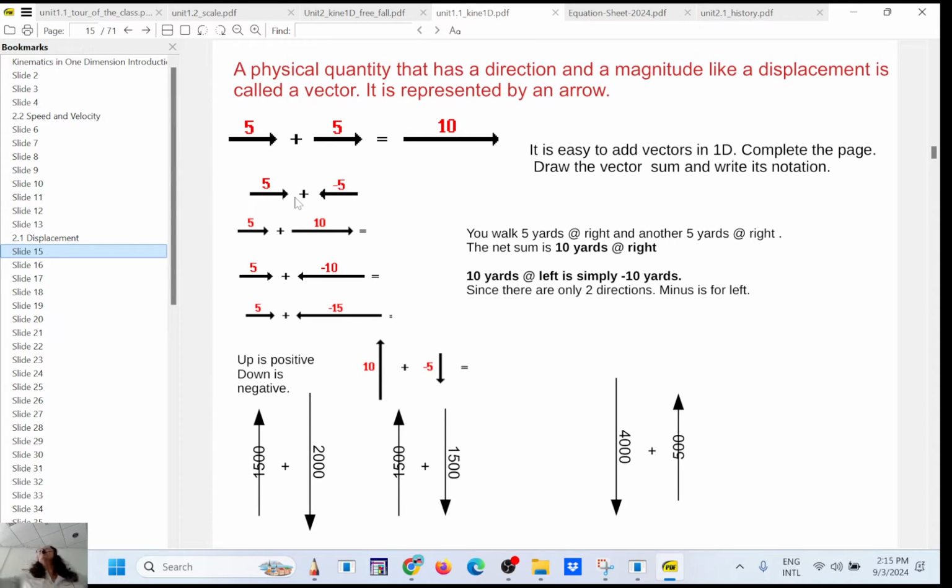Same thing with forces. Forces, pull and push, are vectors. So if someone is pulling me 5 pounds to the right, and someone else is pulling me 5 pounds to the left, what's going to be the sum? 5 to the right and 5 to the left, 0. So that means I'm not going anywhere.